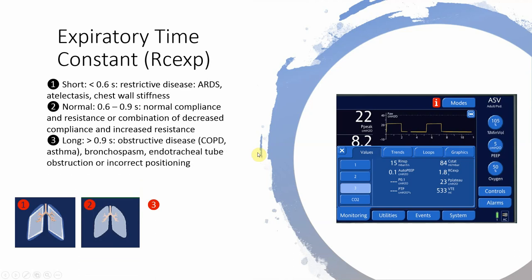If it's long, greater than 0.9 seconds, so it's taking a long time to exhale, that's from obstructive disease such as COPD or asthma or bronchospasm. You can also see this in endotracheal tube obstruction or incorrect positioning. And you can see the expiratory time constant is long here, and that's what the dynamic lung looks like.